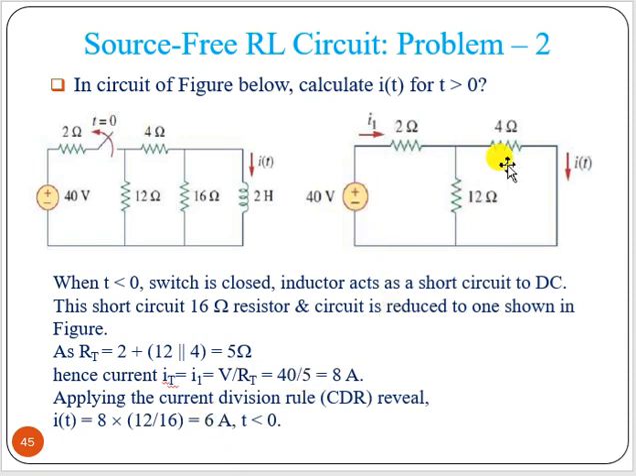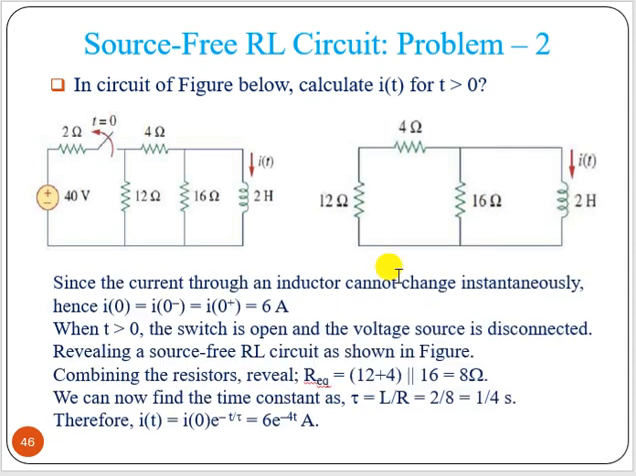So first we have to find out the current that is flowing from this voltage source, but this divides into two parts. So we have to apply the current division rule again to find out the inductor current. So I0 minus equal to I0 plus equal to 6 ampere, because inductor current cannot change instantaneously.